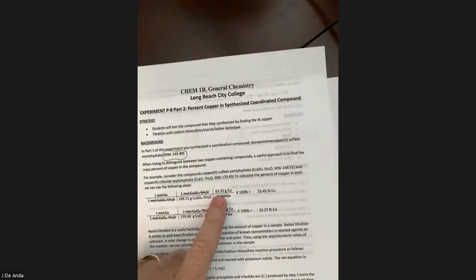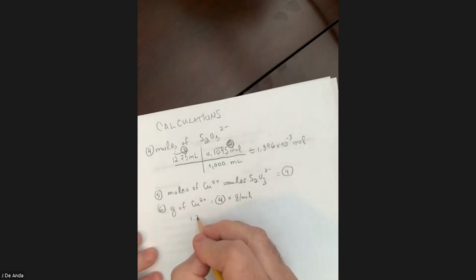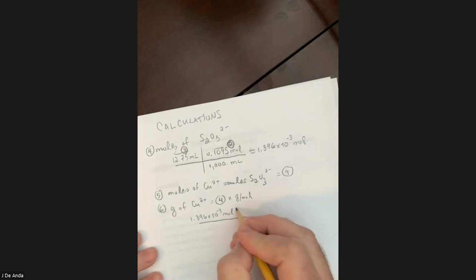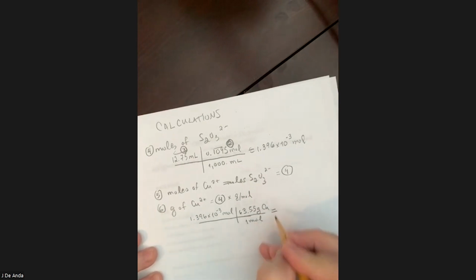Now, you might not have your periodic table with you, but I let you know that over here on the first page, we had actually done that already. 63.55 grams per mole. Let's go back here and say we have 1.396 times 10 to the minus 3 moles. And we have 63.55 grams of copper in 1 mole.